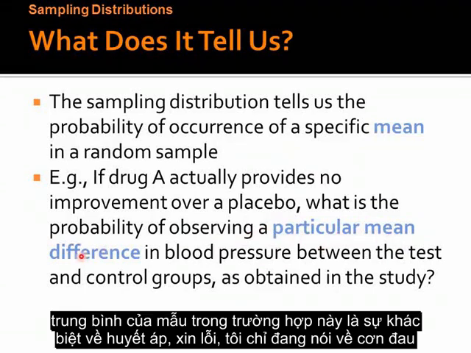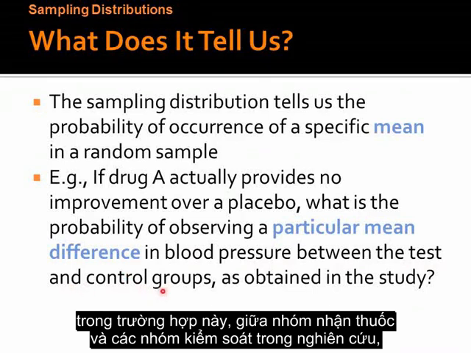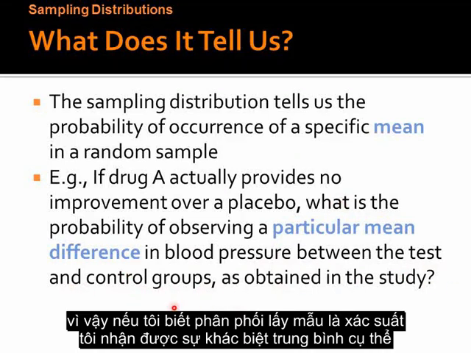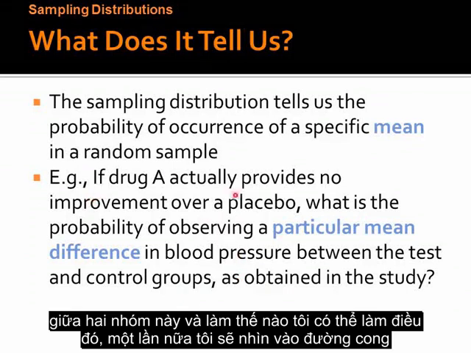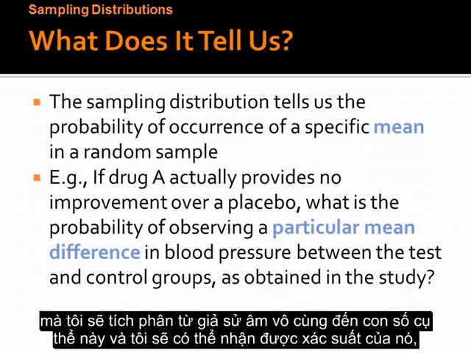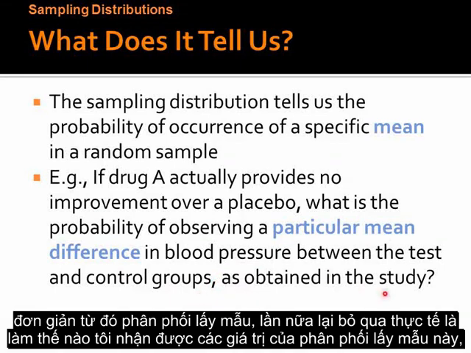A sample mean, in this case, is the difference in blood pressure, or sorry, just now I was talking about pain, in this case it's blood pressure, between the test and the control groups as obtained in the study. So if I know the sampling distribution, what's the probability of me getting a particular mean difference between these two groups? And how could I do that? I would once again look underneath the curve. I would integrate from, let's say, negative infinity to this particular number, and I'll be able to get the probability of it, simply from the sampling distribution.